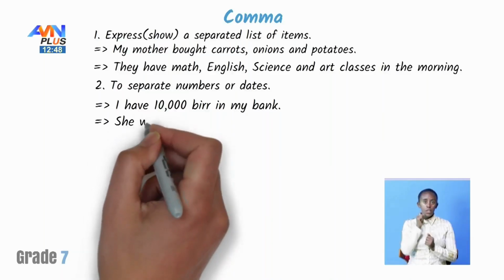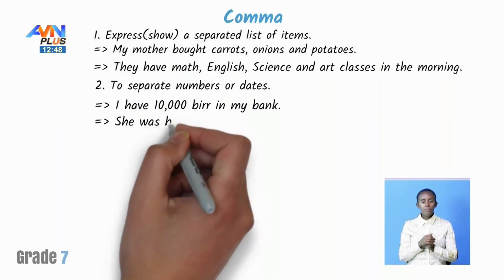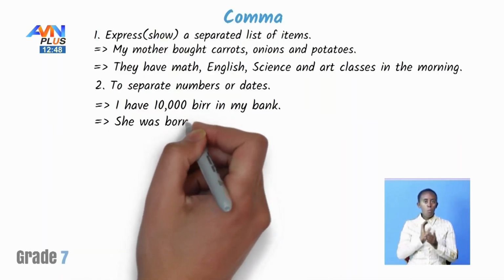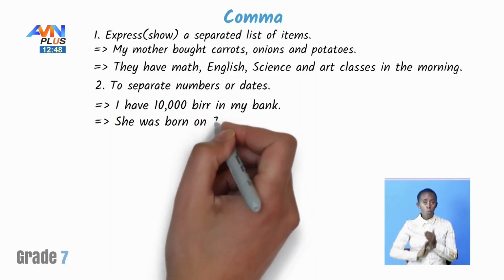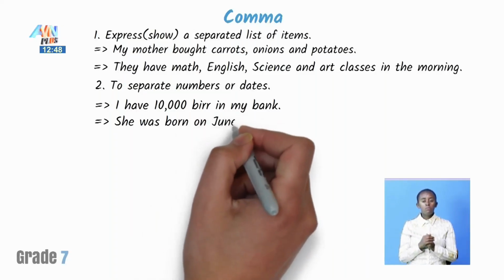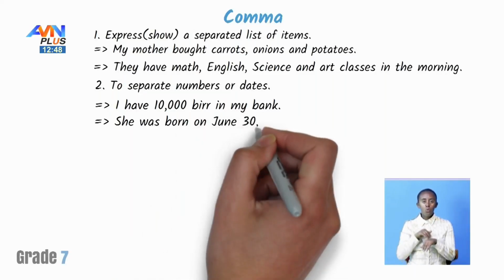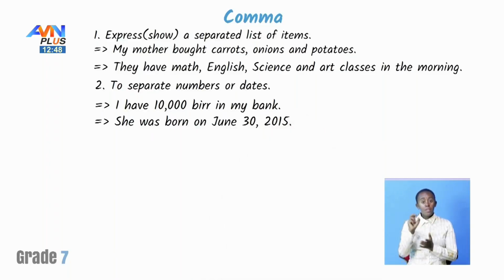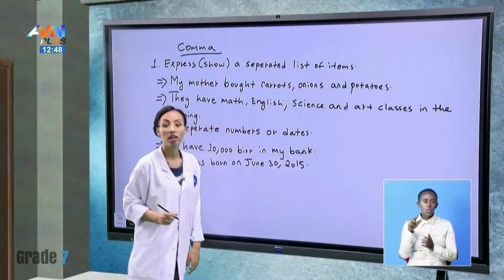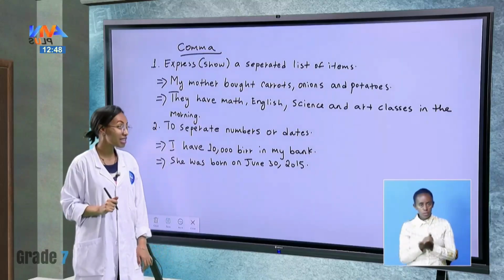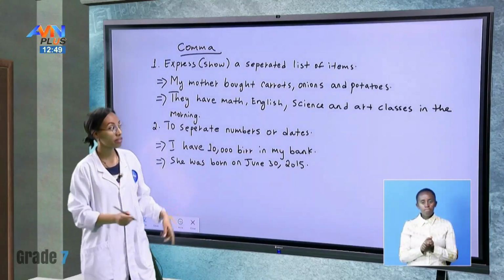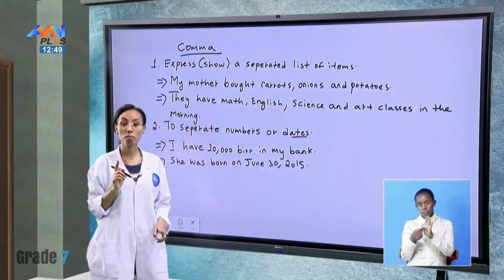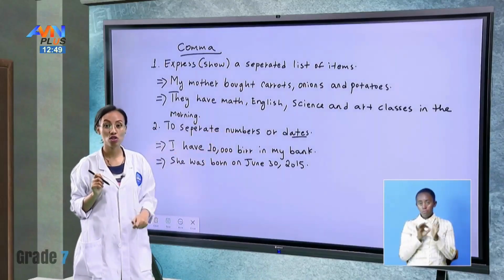She was born on June 30, 2015. So if that is the case, again, this is showing dates. The first one was talking about numbers, right? The second one is showing dates.